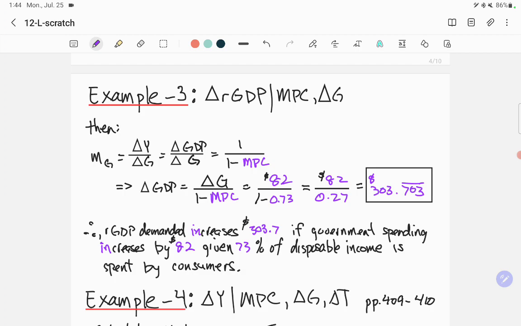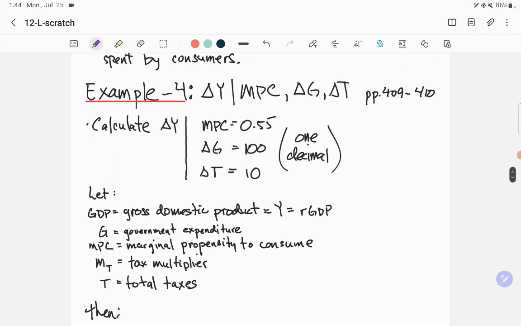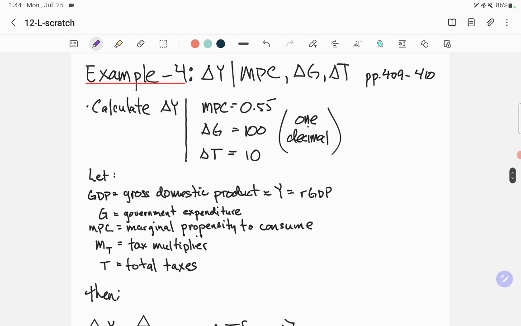Compare two economies, you're given two economies, two different MPCs. Where is fiscal policy more likely to produce a beneficial outcome? There's kind of an example for that for the final exam. It's an analysis. Given a situation, what's the best outcome? Okay. Find the change in GDP given MPC, a change in G, and a change in T.